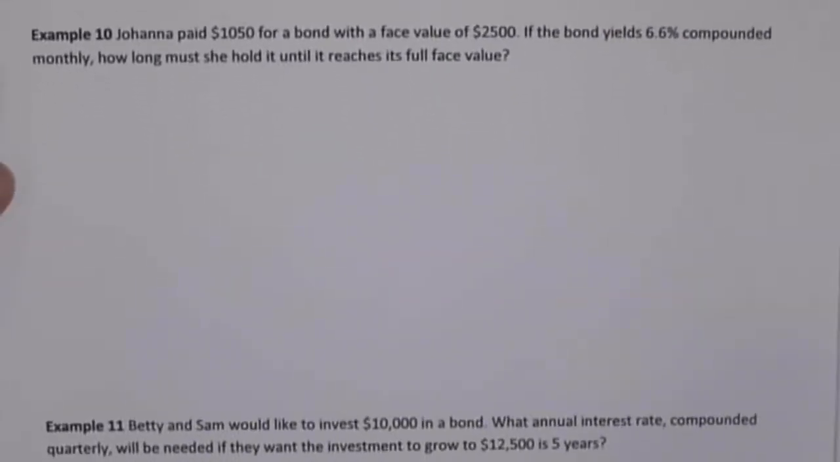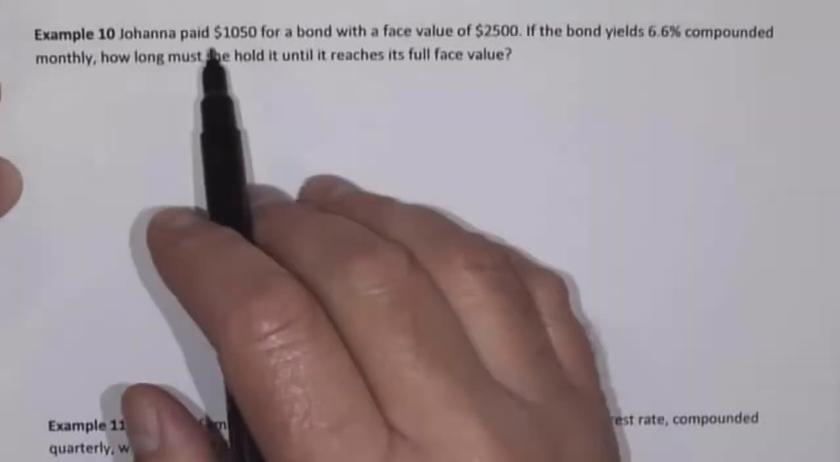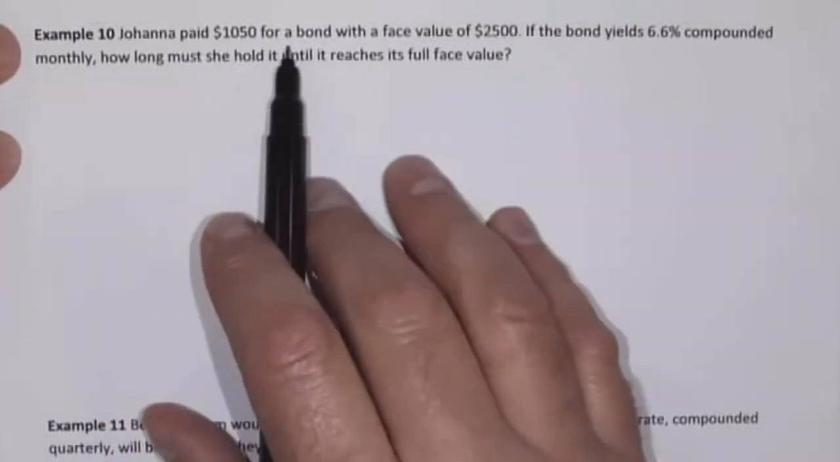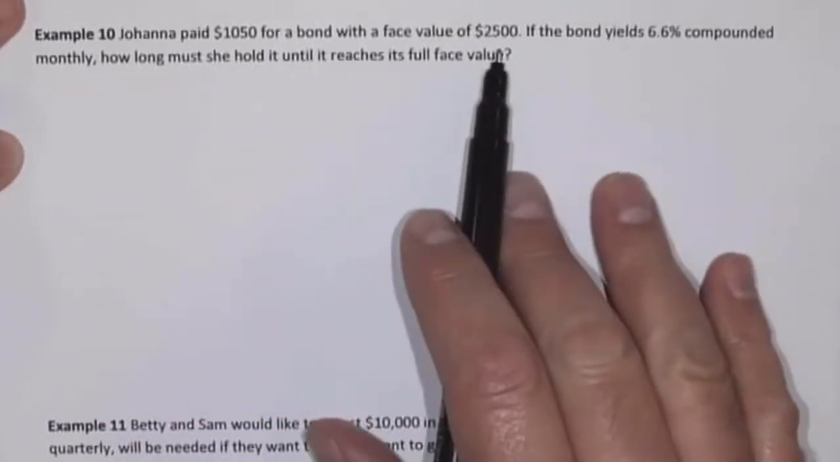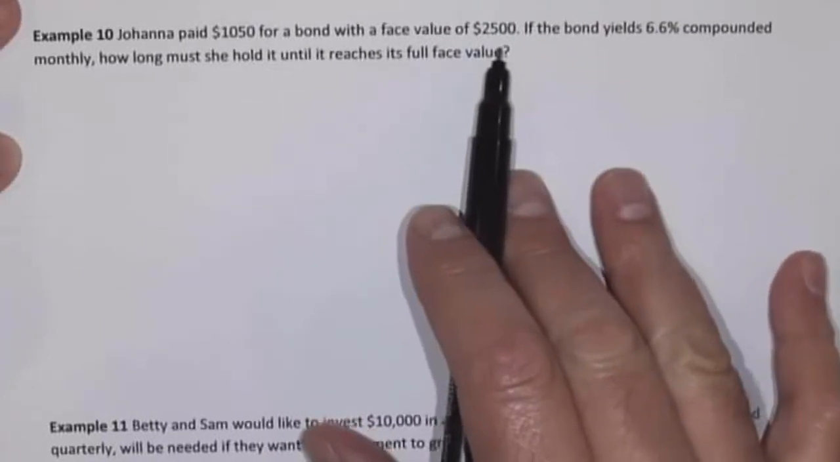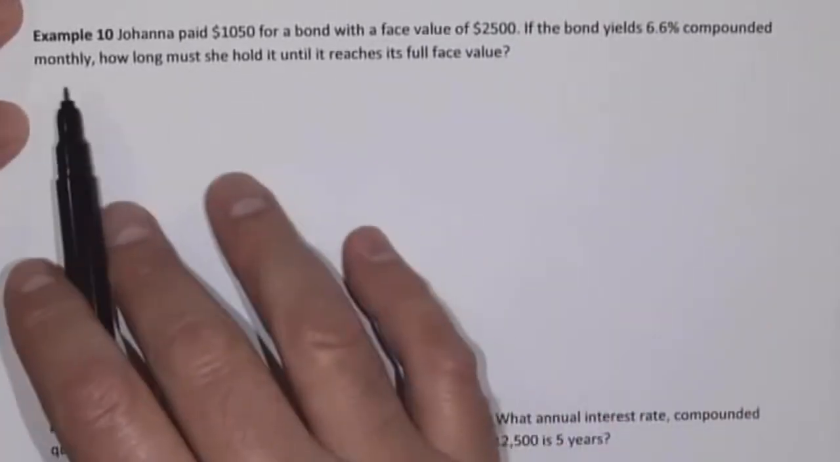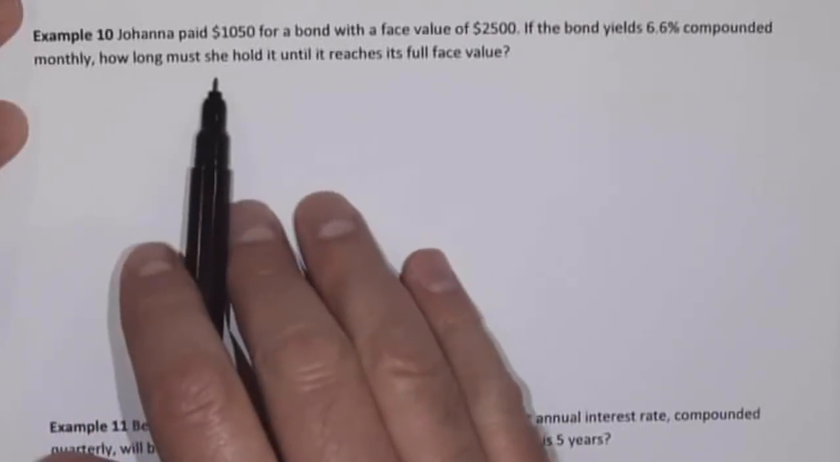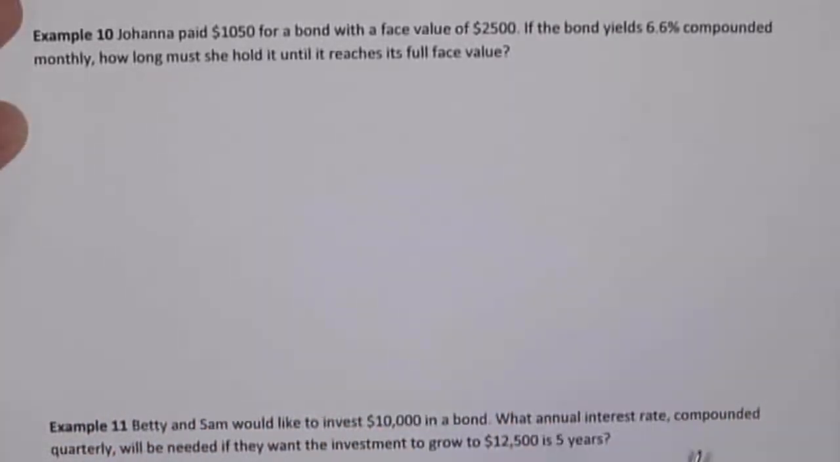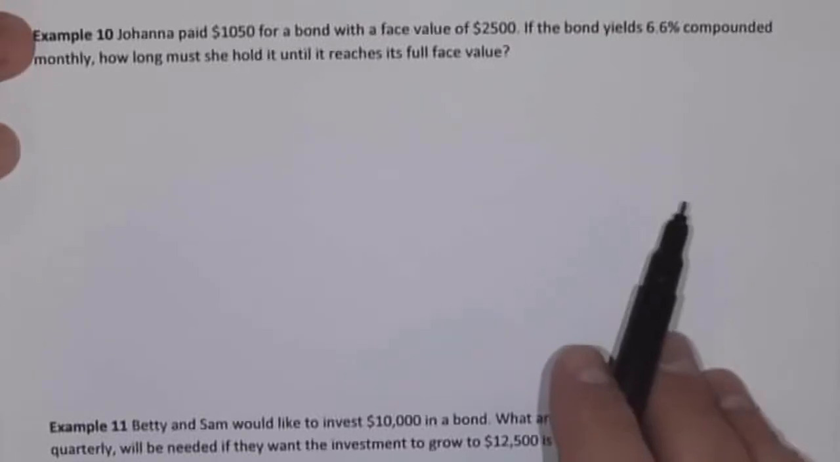So if I bring in our next example, Johanna paid $1,050 for a bond with a face value of $2,500. If the bond yields 6.6% compounded monthly, how long must she hold it until it reaches its full face value?